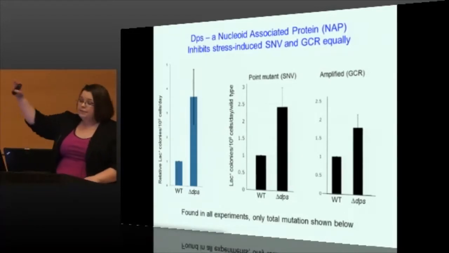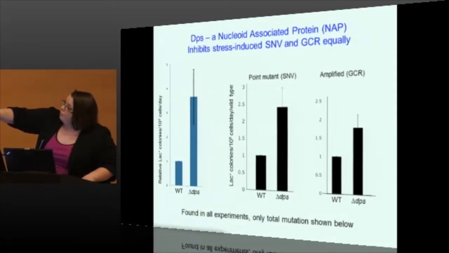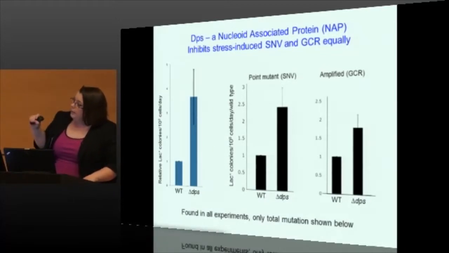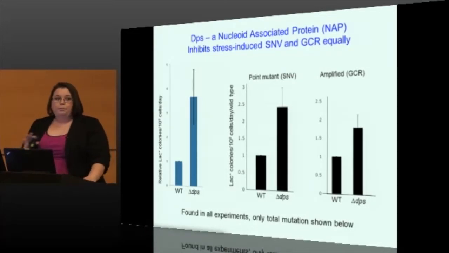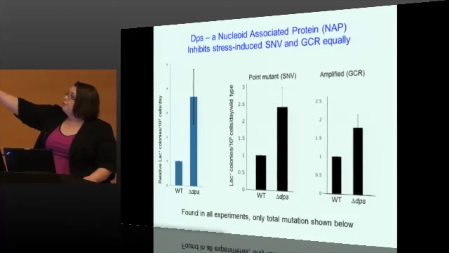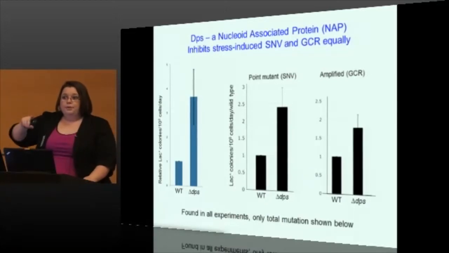So what you're going to see, and this is the kind of data you're going to see the rest of the talk, is where you have rates of mutation formation normalized to wild type. So what you can see is that when we delete DPS on the right, we get more mutation. So whatever DPS is doing normally, it's inhibiting mutation. And we find that this holds true for both CNVs and GCRs. So I'm not going to split up the data for the rest of the talk, but I want you to keep in mind that everything I tell you is true for both types of mutations.